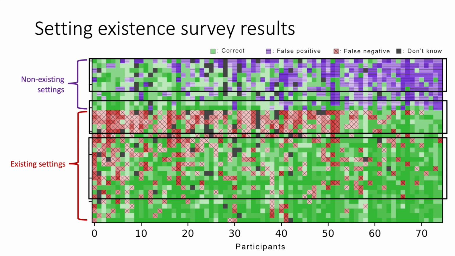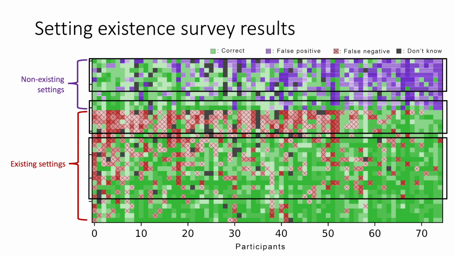This heat map provides a summary of all 75 participants' responses from the Settings Existence Survey on Mechanical Turk, which looked about the same as our in-person participants. Each row represents one question about the existence of a feed setting. Each column represents one participant's answers. Greens are participants' beliefs that matched actual settings existence.